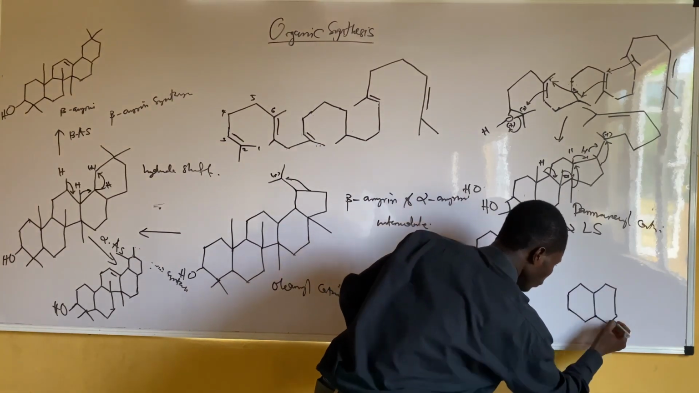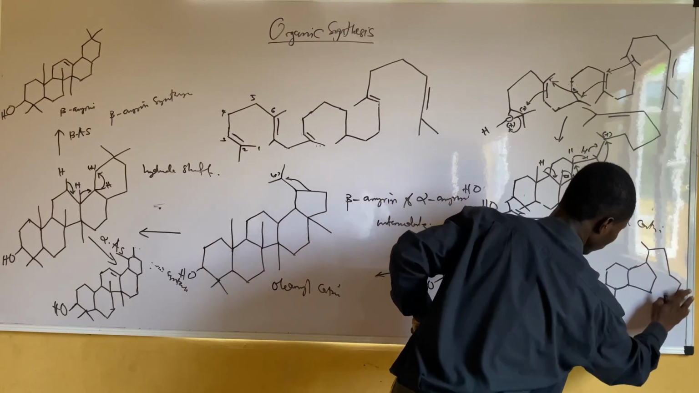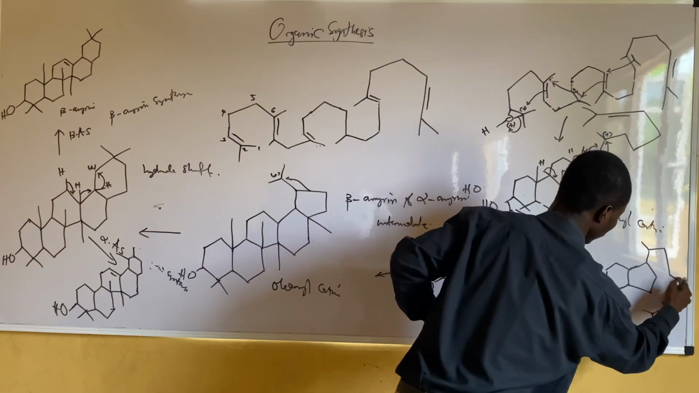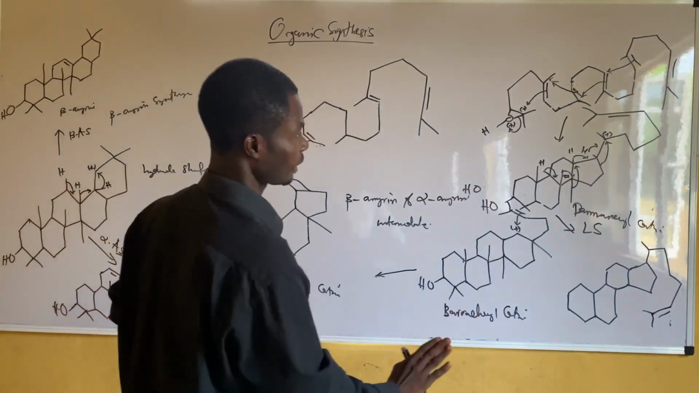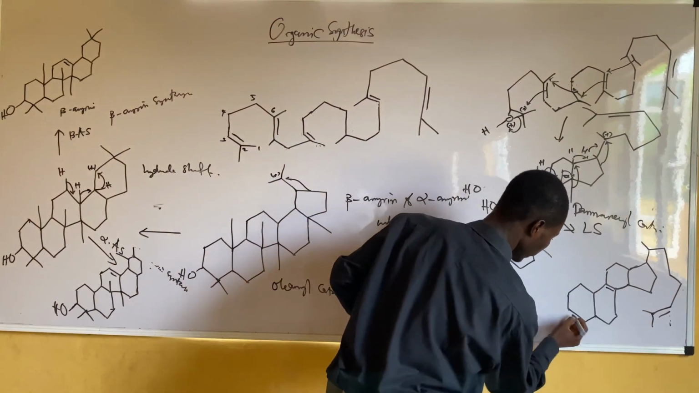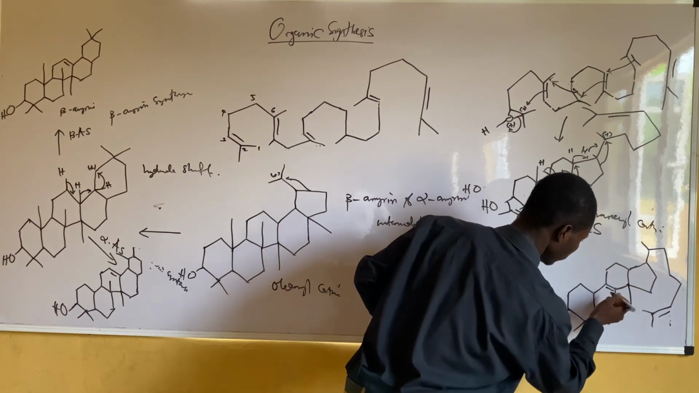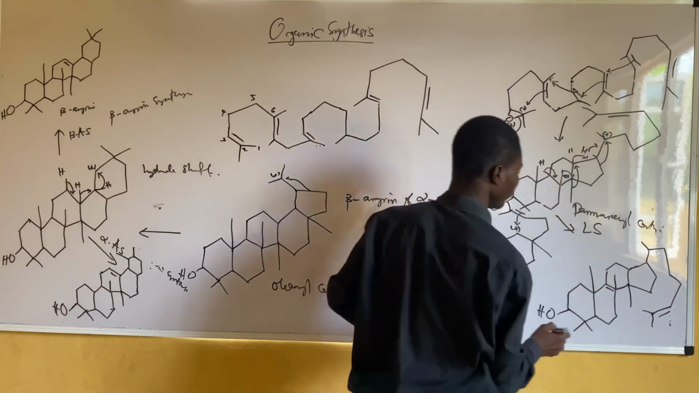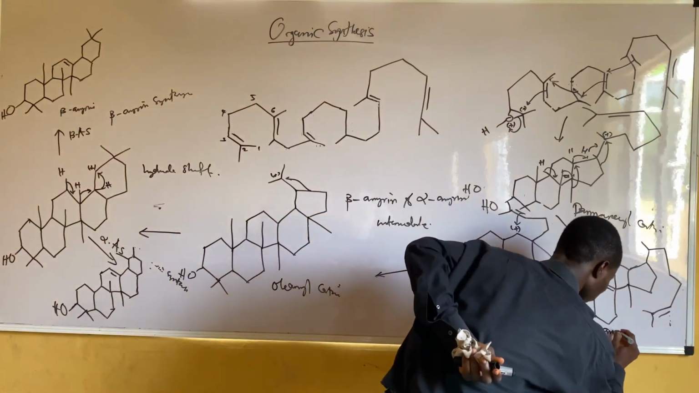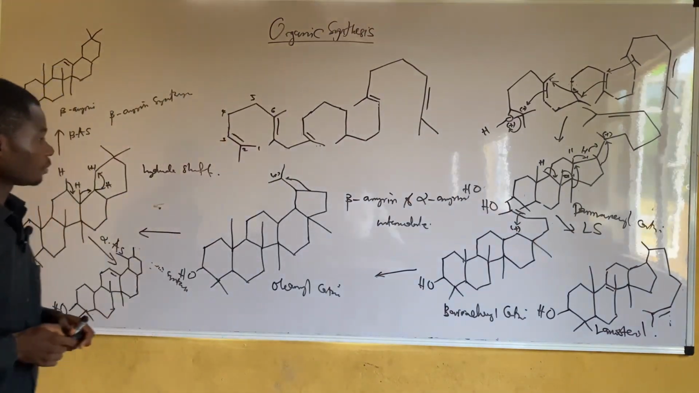So this is what we have. One, two, three, four, five. So we have that. So that's how lanosterol will look. There's a double bond there. Every other thing remains the same. So that is what we have. So we call this lanosterol. Is that okay? So take note of that.